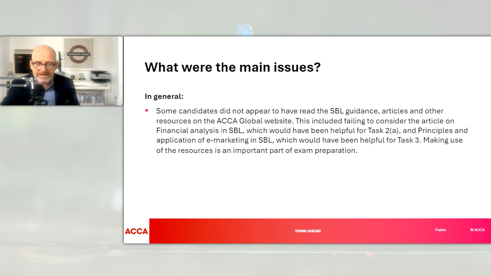it's not a technical exam, it's an applied exam. And the articles and other information that ACCA on their platform point you to under the SBL section are not to be ignored. Okay, that would be my advice there.